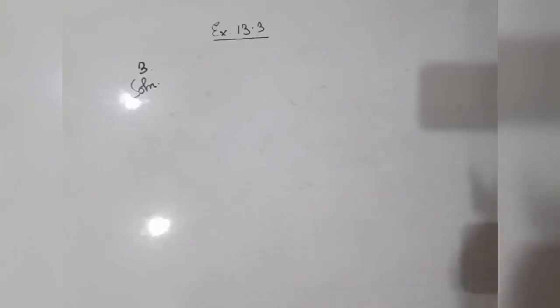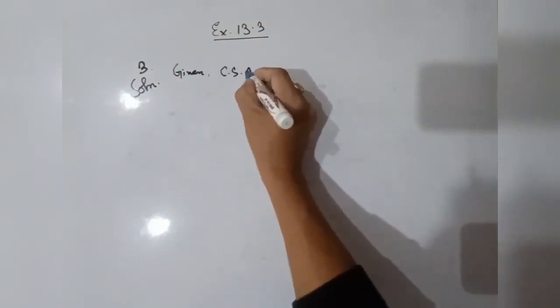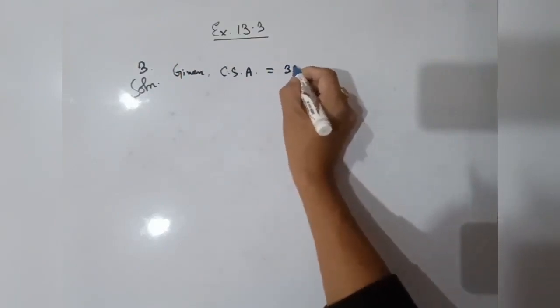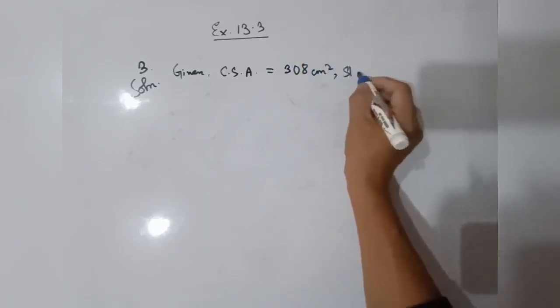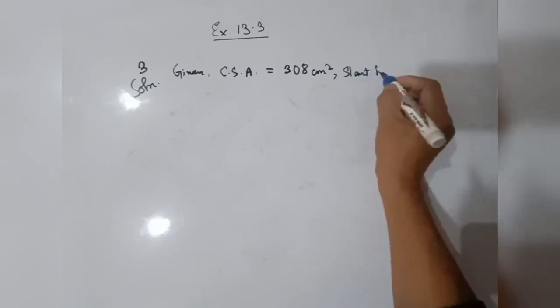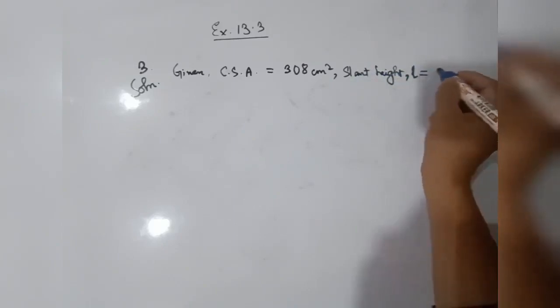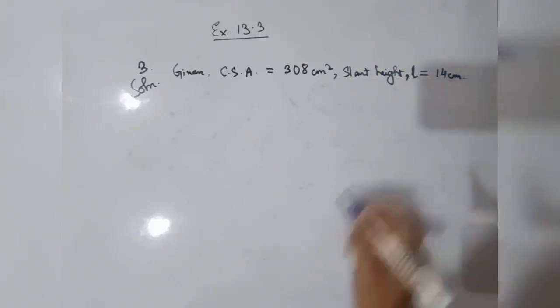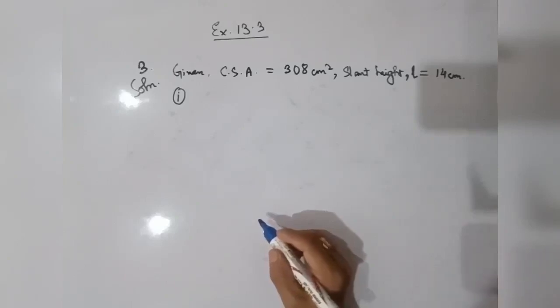So exercise 13.3, question number 3 solution. In the question, it is given that the curved surface area of the right circular cone is 308 centimeters square and that the slant height, represented by letter L, is equal to 14 centimeter. So in Roman number 1, we are to find the radius of the base, and in Roman number 2, we are to find the total surface area of the cone.